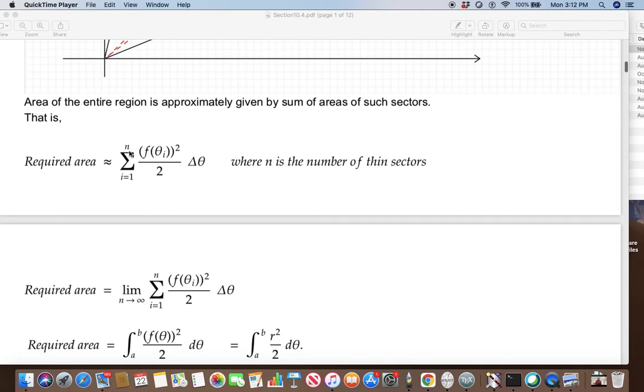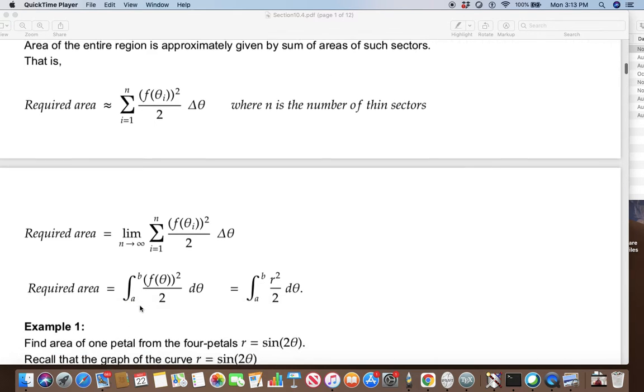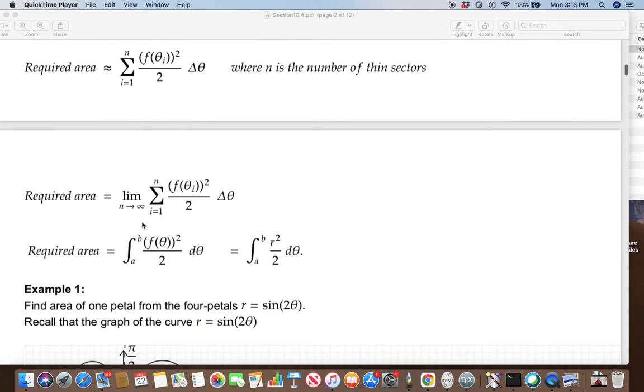Now, when you let n approach infinity, that is, you take more and more, thinner and thinner sectors, then you get the required area equal to the limit. Well, the limit of an infinite sum, this is what we call an integral. Integral from a to b of f of theta squared over 2 d theta. So that's your standard formula: integral a to b of r squared over 2 d theta, where r is f of theta.